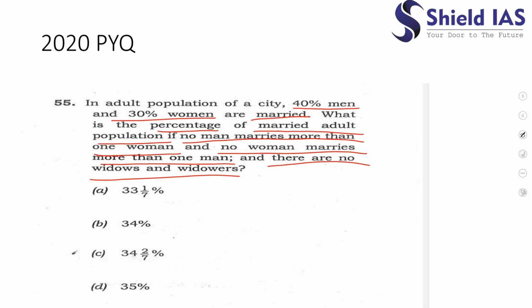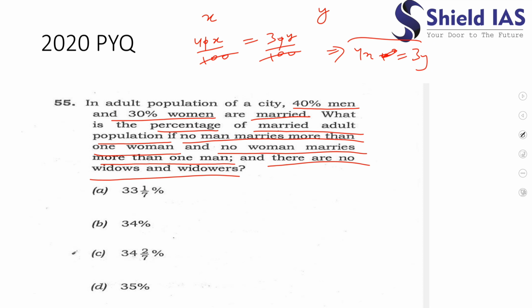Let the total men be x and let the total women be y. So 40% of men are married, so 40x by 100 must be equal to 30% of the women who are married. So from here I would get 4x = 3y. Yes, this I can get.